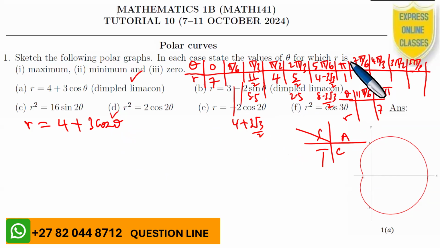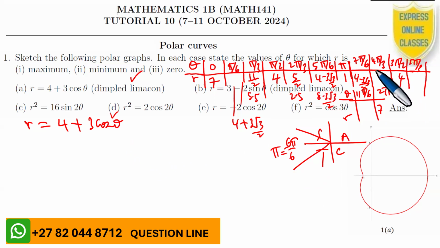So we continue. Now 7 pi over 6 is where? 6 pi over 6 is like pi, so 7 pi over 6 is here in the third quadrant, in which the cosine is negative. So it's going to be the same as this: 4 minus 3 times the square root of 3 over 2. This one is going to just be 4.